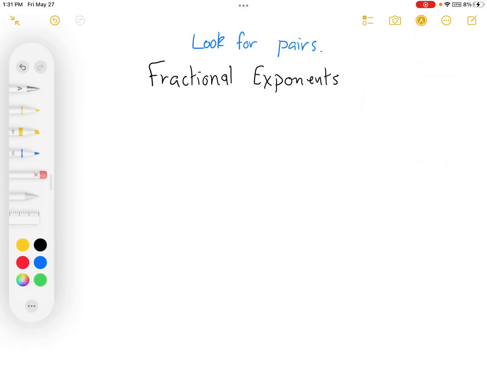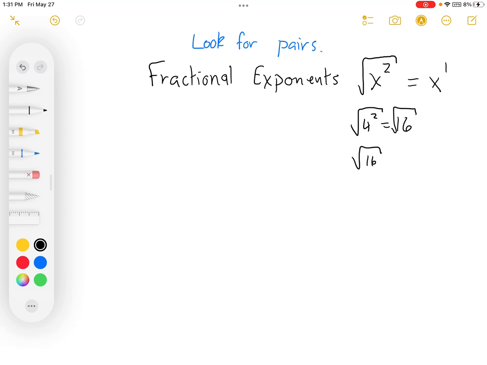All right, today we're talking about fractional exponents. In the past, if we had something like x squared, to undo the square, we would take the square root. That would give us x to the first. For example, 4 squared is equal to 16, but if you take the square root of both sides, you would see that the square root of 16 is equal to 4.